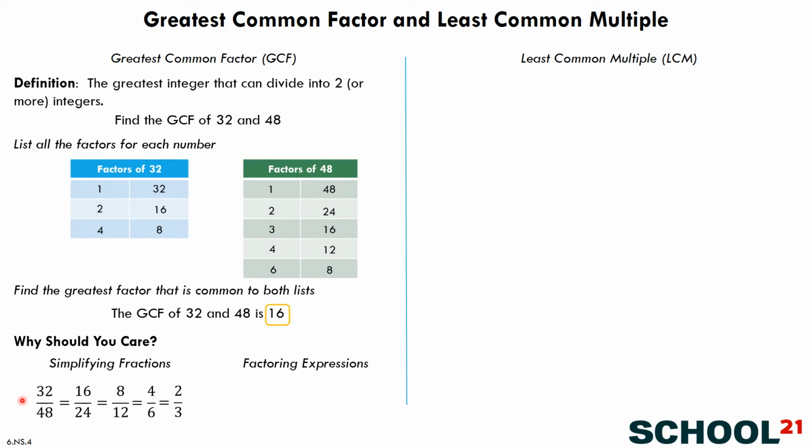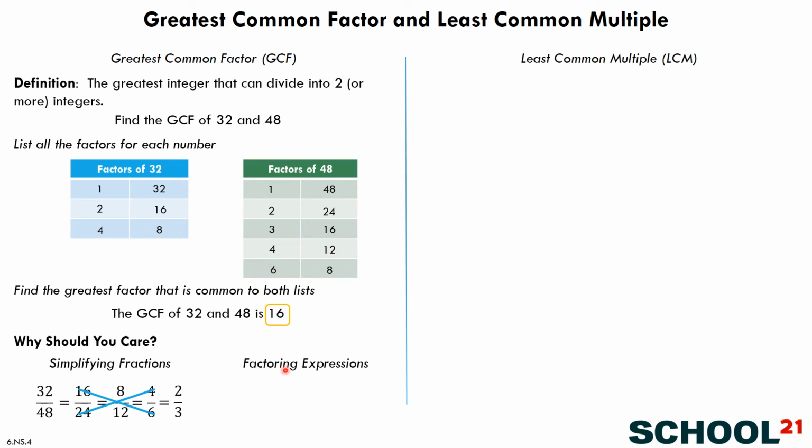And instead of dividing these both by 2, you want to divide them by their greatest common factor. And that way you can get rid of all of those steps in the middle and just say 32 divided by 16 is 2, and 48 divided by 16, the greatest common factor, is 3, and you get right to 2/3 right away. Easier, right? Okay, good.